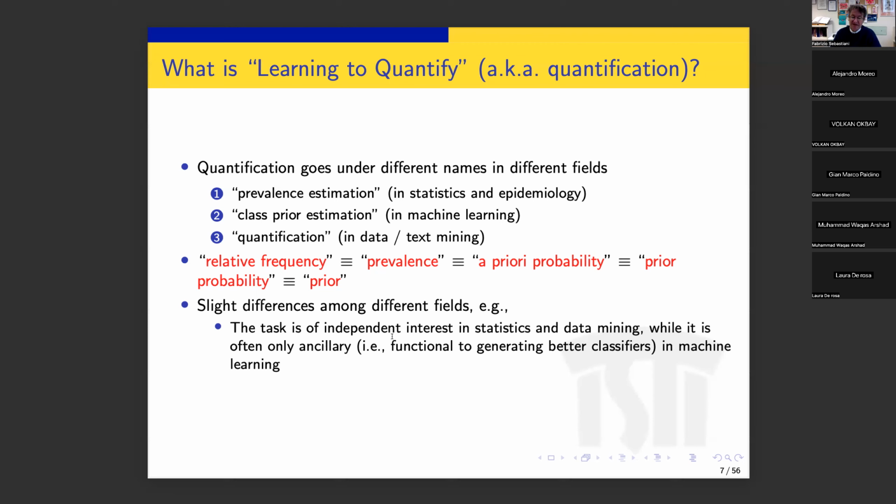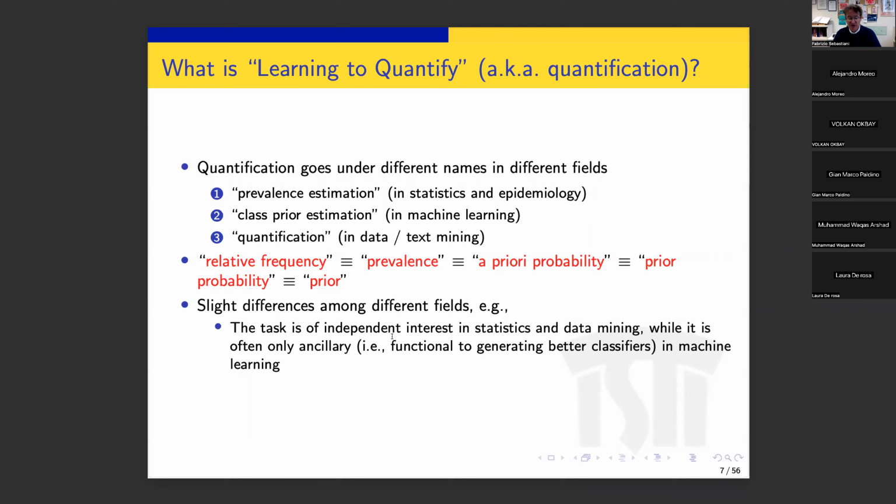Also, there are slight differences among different fields in the kind of slant that these disciplines give to this study. For instance, in statistics and data mining, which is the angle that we will typically use here, the task is of independent interest. There are applications where the relative frequencies or the prevalence values are what we are interested in.